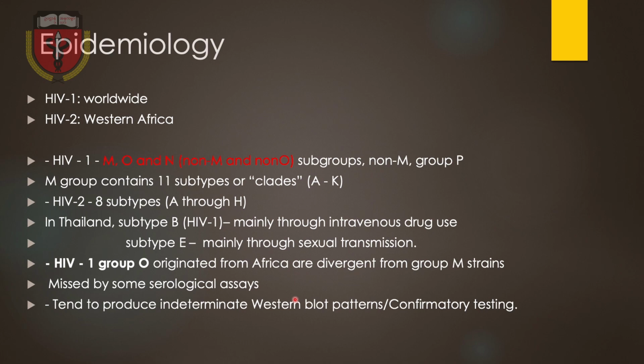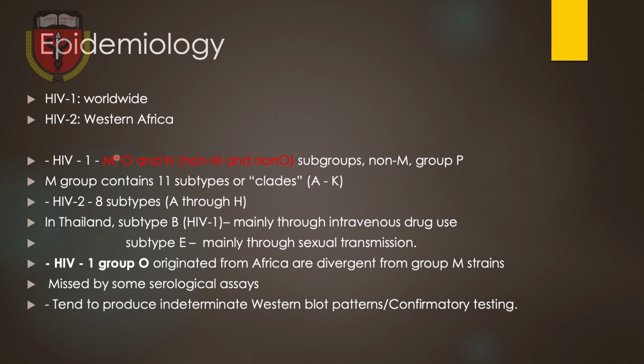So what is the epidemiology of HIV? We know HIV happens worldwide, but there are typically two main types of HIV: HIV-1 and HIV-2. HIV-1 is found worldwide. In our country, it is pretty much all HIV-1. HIV-2 is very specific and unique to Western Africa.